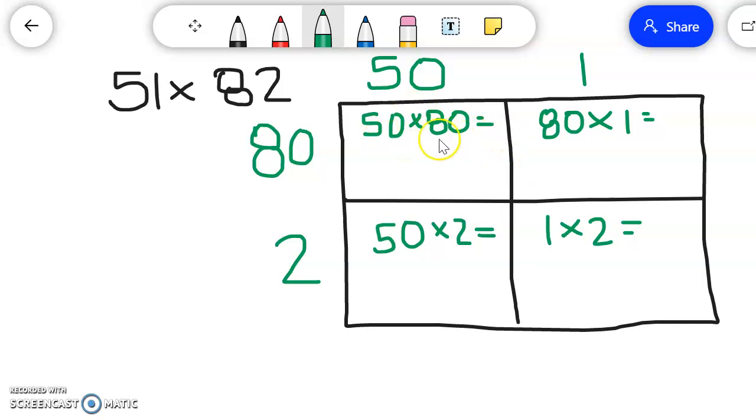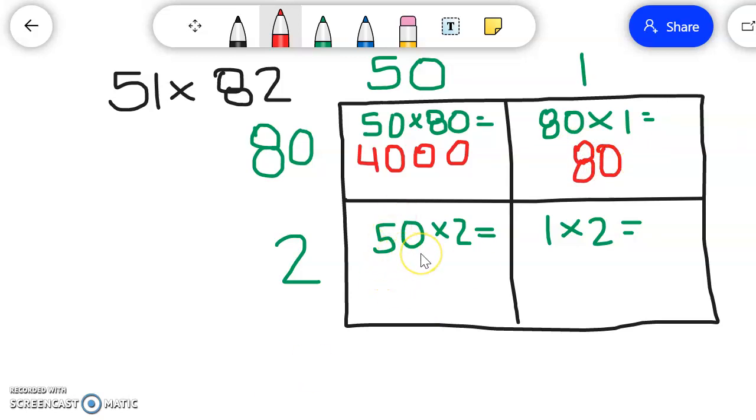So first I have 80 times 50. Well, 8 times 5 is 40. And then I have 2 zeros. So I can solve that using the tricks of 0 that I taught you last week. So then my next equation is 80 times 1, and any number times 1 is itself. So 80 times 1 is 80.